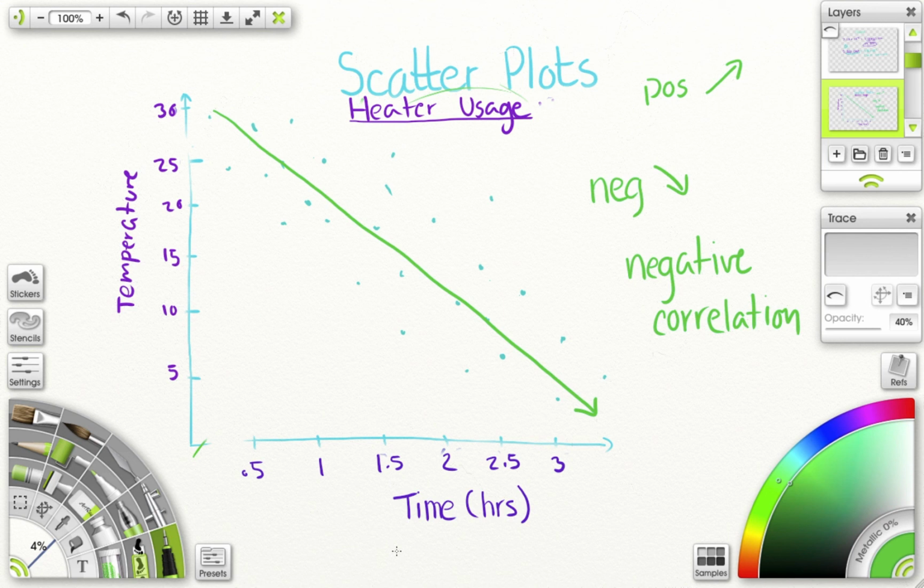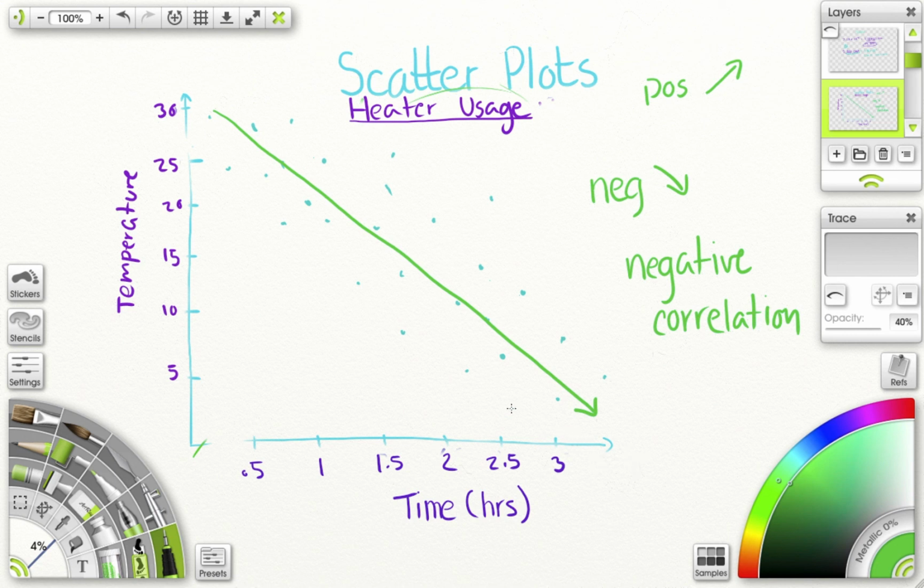The higher the temperature, the lower the time that the heater is being used. Now, what if this is about air conditioning? Well, the higher the temperature, the more the air conditioning is used. That could be a positive correlation. But in this case, we're talking about a negative. So as you can see, with my temperature going up, I'm using the heater even less.